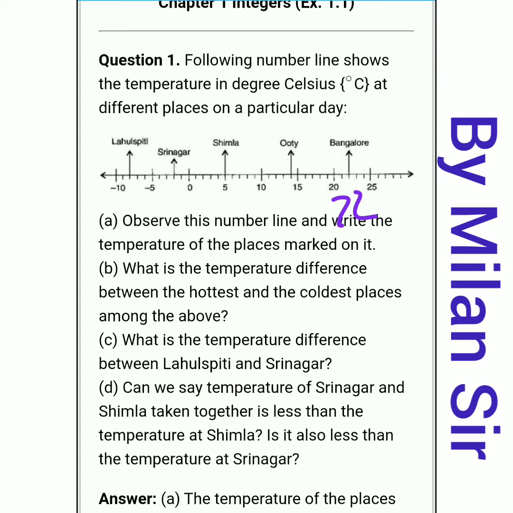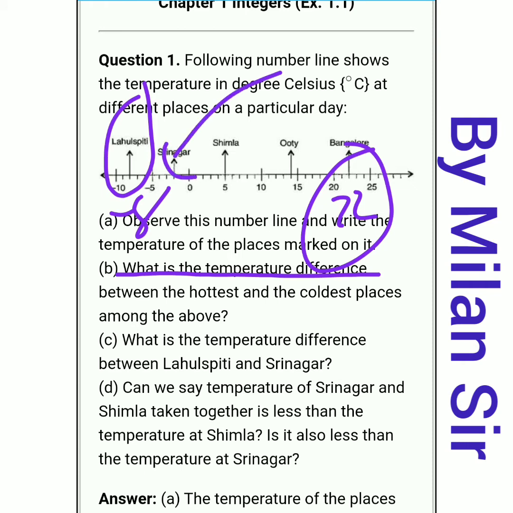And the coldest place. If we move to the left-hand side of the number line, we get a smaller number. So for the coldest place, the temperature is very small. At the leftmost we have Lahul Spiti, and its temperature we found is minus 8. The temperature of Lahul Spiti is minus 8 and the temperature of Bangalore is 22. Now what do we need to find? We need to find the temperature difference. Difference means we need to do subtraction. What is the rule for the difference? Highest number minus smallest number.